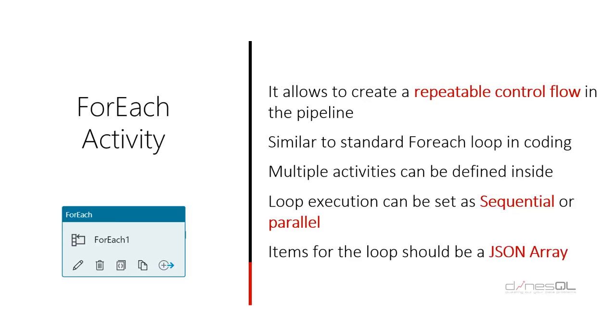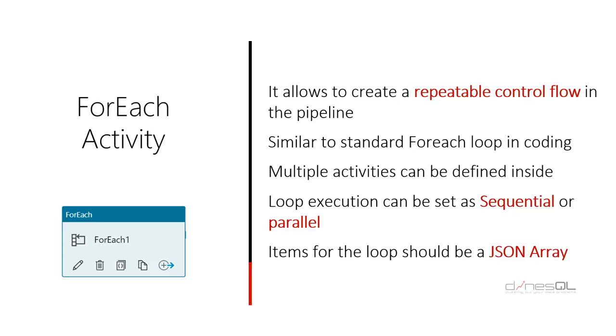You can set items or the data collection to the for each activity using multiple techniques. For example, if you have connected a lookup activity with the for each activity, then the for each activity can read the data set coming from the lookup activity and iterate through the data collection. That's one way. Or else you can define a data set, and then the data set can be passed as a parameter to the for each activity. The for each activity can use that data set for continuing whatever operations you have added inside it. So it should be a JSON array.